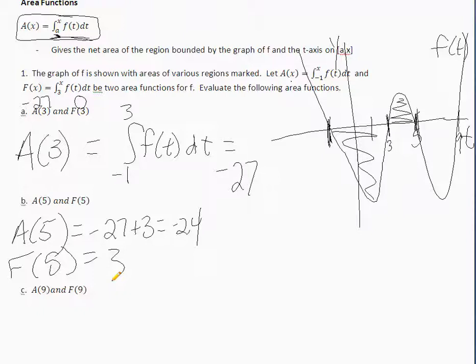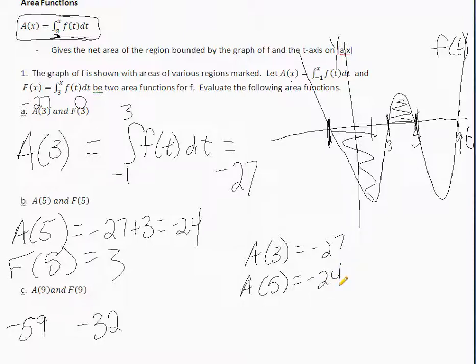Okay, and then A of 9 and F of 9, go ahead, take a second and do. You should get -59 and -32. Now, just to try to understand this as a function. So A of 3, we got -27. A of 5, we got -24. And A of 9, we got -59.